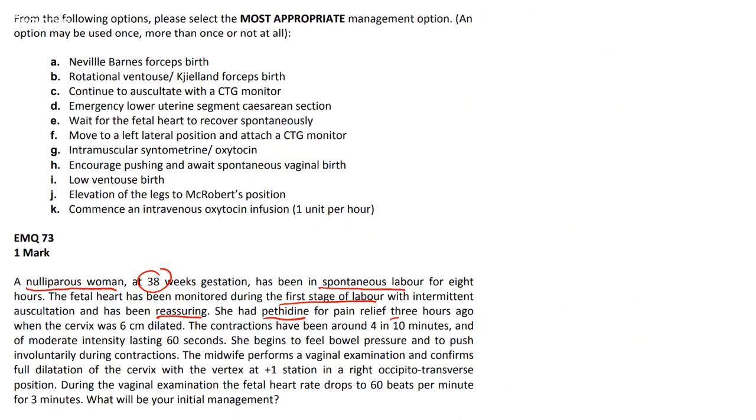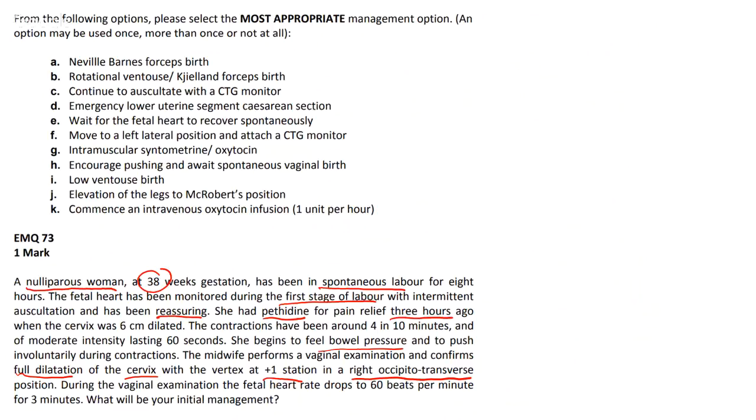Okay, 3 hours ago, when her cervix was 6 centimeters dilated, well, that's kind of reasonable actually. At that stage to give pethidine is okay. So going on and on. She has bowel pressure, pushing involuntarily, plus 1 station, full dilation, good cervix, baby is in a good position, so right occipital transverse. So we know what that means. It's not the best position, but it's an okay position.